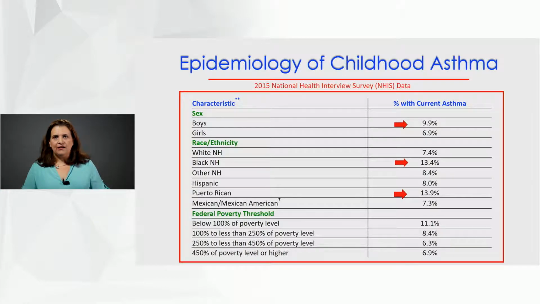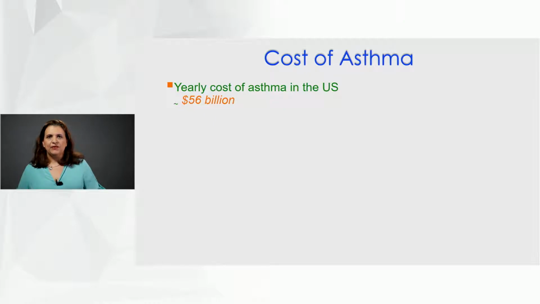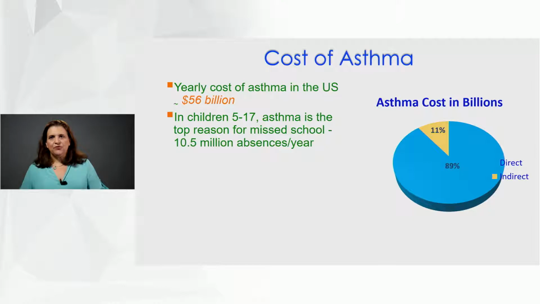Asthma is more common in African Americans and Puerto Ricans, and asthma is also more common in those who are in lower socioeconomic classes. The yearly cost of asthma in the United States is $56 billion. 89% of that comes from direct costs, things like medications, doctor's visits, ER visits, hospitalizations, and 11% are indirect costs, things like time missed from work or school.